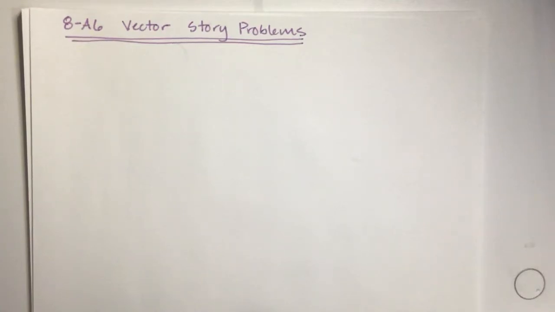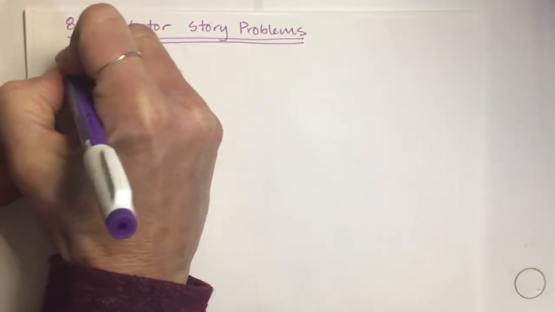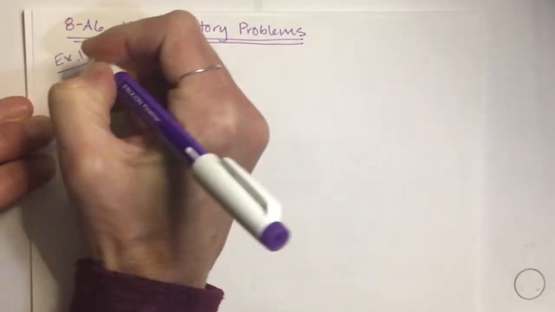So today we are going to do a little switch of gears again. We're going to stop doing dot and cross products now, and we're going to go back and just do vector addition, basically, with story problems. I'm going to try to do three or four good examples for you for vector force story problems.